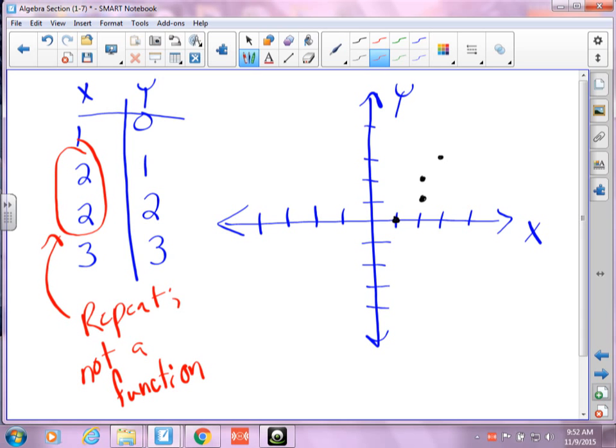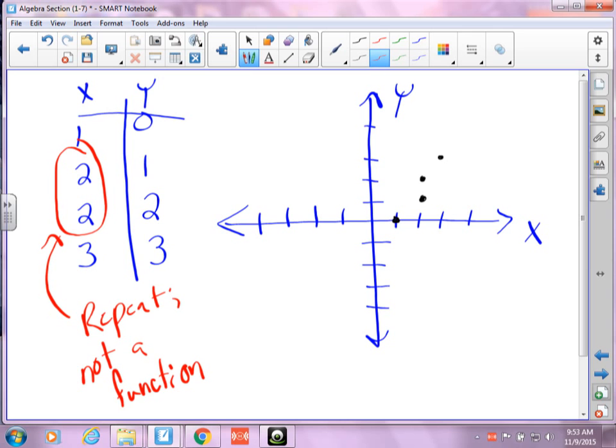So I can look at this table and I can tell you right now, those repeat, so it's not a function. Remember, a function is a special type of relationship. It's like the relationship between a biological mother and child. You only have one biological mother. So it's a special type of relationship, just like a function is a special type of graph. You can have tons of graphs out there, but a function is a special type.